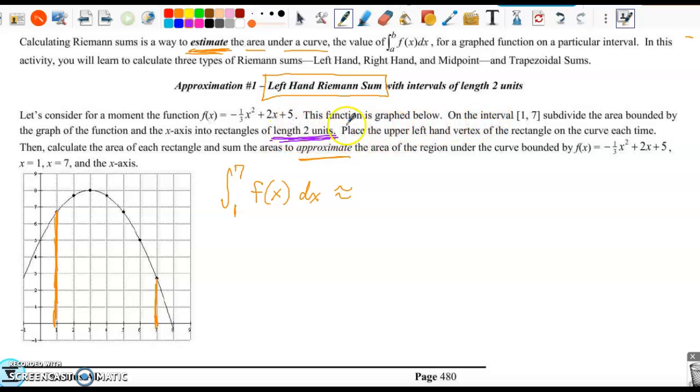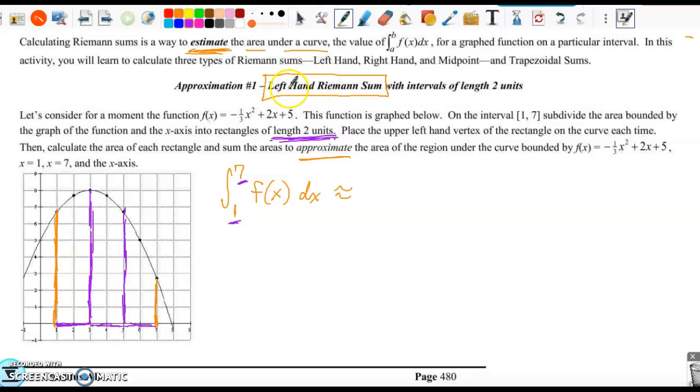I know he says length, but I would say width. As we establish our bounds, 1 is our lower bound and 7 is our upper bound. If we want a width of 2, the next part of the rectangle that I care about is at x equals 3. After x equals 3, the next one we care about is x equals 5, and then we go to x equals 7.